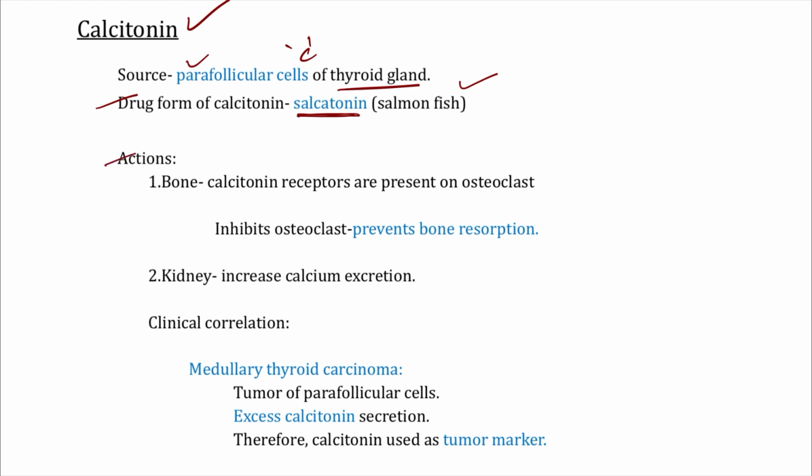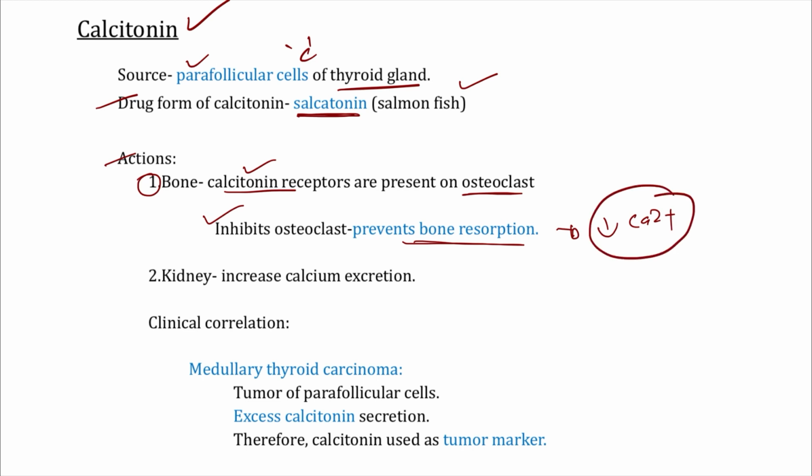So see here, the first organ is bone. The calcitonin receptors are present on osteoclasts. Remember our parathormone and vitamin D? The receptors are present on osteoblasts, but calcitonin receptors are present on osteoclasts. That's why our calcitonin inhibits the osteoclast activity and prevents the bone resorption. As a result, it decreases calcium. Very simple.